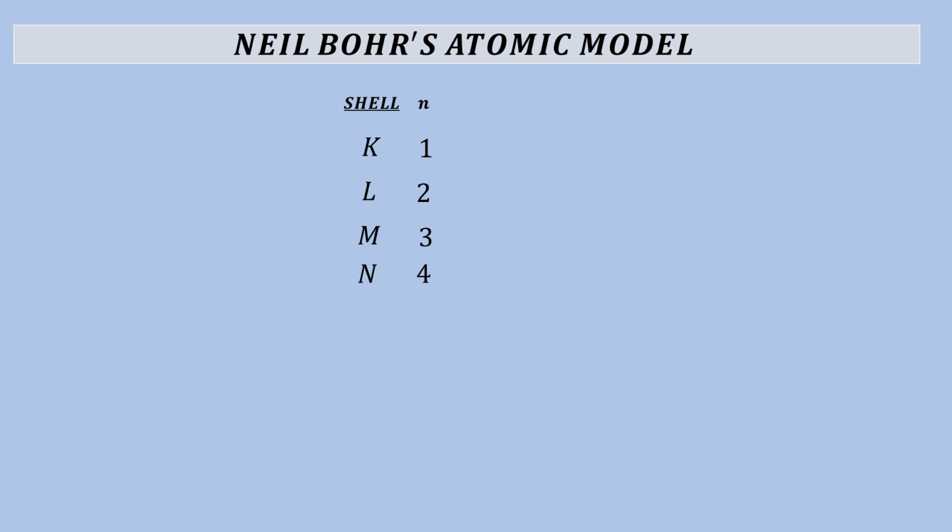Okay. He also gave a formula about how many electrons these shells can accommodate based on the n value. So the formula was 2n², that is, the number of electrons present in a shell is given by 2n². So if we put 1 for the K shell in this formula, we will get the output as 2. So the K shell, the very first shell of an atom, can accommodate a maximum of 2 electrons.